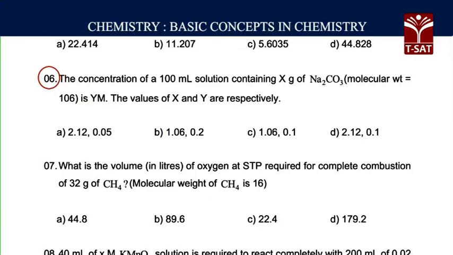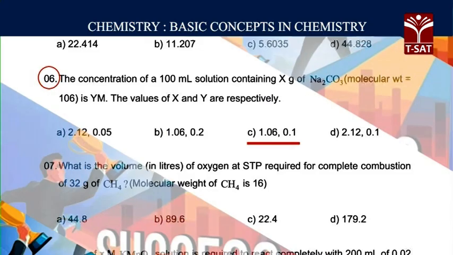This relation holds good with the third option, that is C. If X is equal to 1.06, Y can be 0.1 and then this relation will be satisfied. Therefore, for this sixth question, the third option has to be taken as the correct option.